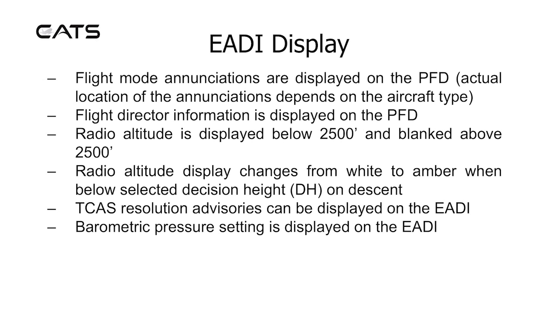EADI display. Flight mode annunciations are displayed on the primary flight display. The actual location of the annunciations depends on the aircraft type. The flight director information is displayed on the primary flight display. Radio altitude is displayed below 2,500 feet and blanked above 2,500 feet. Radio altitude display changes from white to amber when below selected decision height on the descent. TCAS resolution advisories can be displayed on the EADI. Barometric pressure setting is displayed on the EADI.